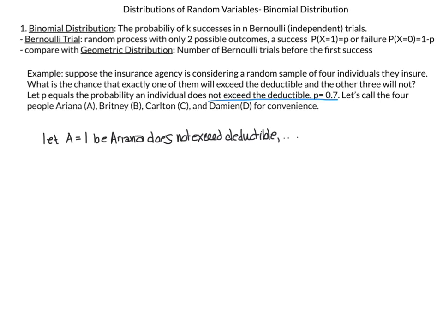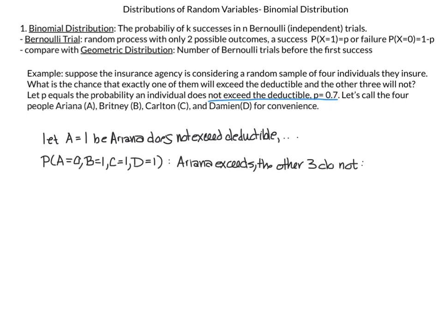And let's also start with our notation. Let A equal 1, because 1 is considered a success when we have a Bernoulli variable. Let A equal 1 designate that Ariana does not exceed the deductible. So that will be what we consider a success. Now, our problem is the probability, the chance that exactly one of them will exceed the deductible and the other 3 will not. So let's start with choosing Ariana as being the one that exceeds the deductible. So Ariana now is going to be 0, because when Ariana equals 1, that means she does not exceed the deductible. So this is our failure. And let's say Brittany, Carlton, and Damien all do not exceed their deductible. And just to keep things straight, I'll write this out. Ariana exceeds the deductible, the other three do not.